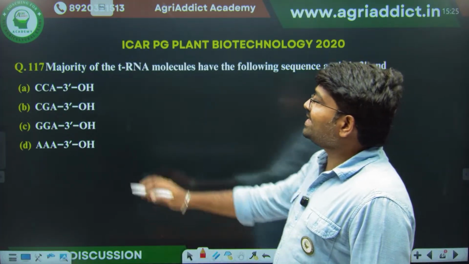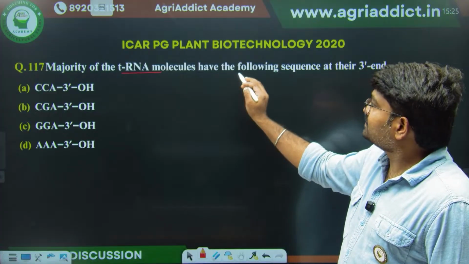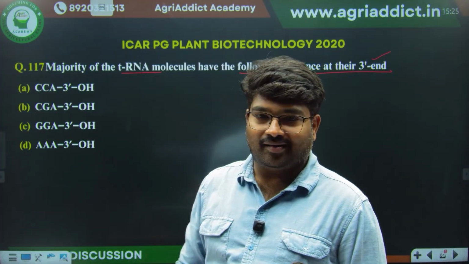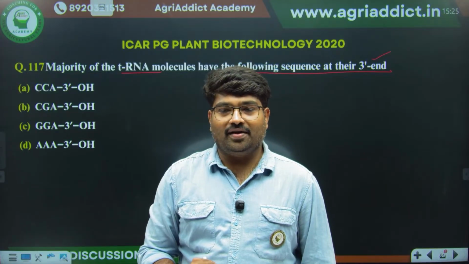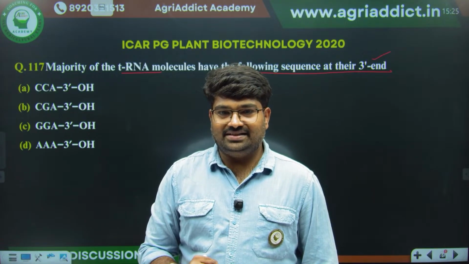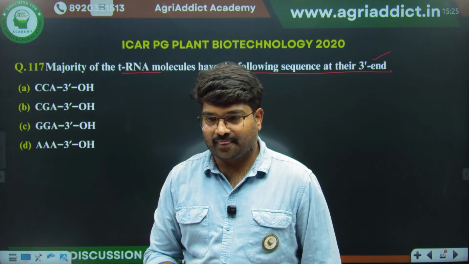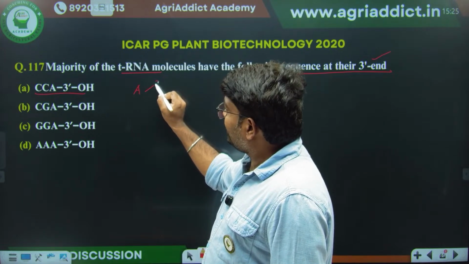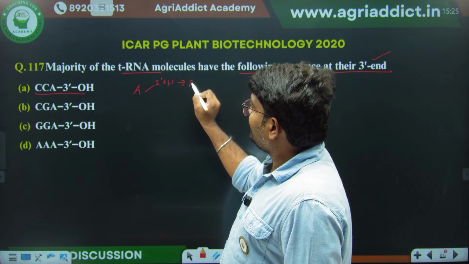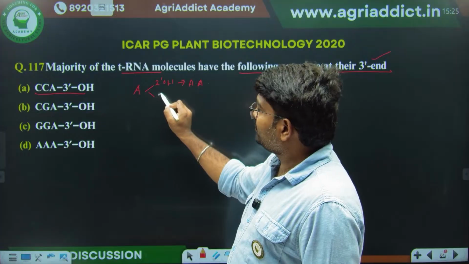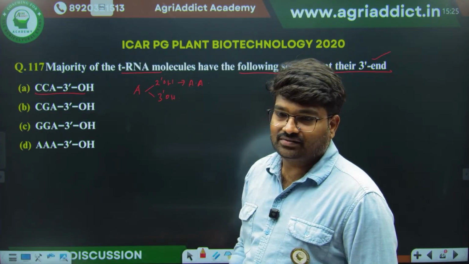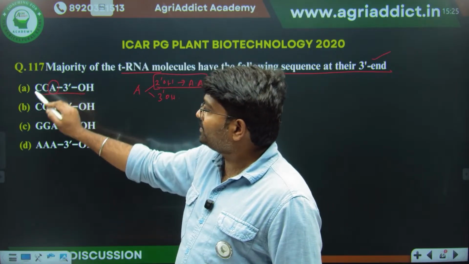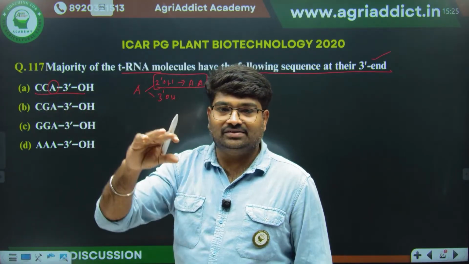Okay. Majority of the tRNA molecules have the following sequence at the 3' end. What will be the sequence at the 3' end of the tRNA molecule? CCA, CGA, GGA, AAA. Yes, CCA will be there. With this A at the 2' hydroxyl, amino acid will be bound there. Okay, or at the 3' hydroxyl amino acid will be bound there. Majorly the 2' hydroxyl of the CCA in the tRNA molecule, amino acid will be bound there.